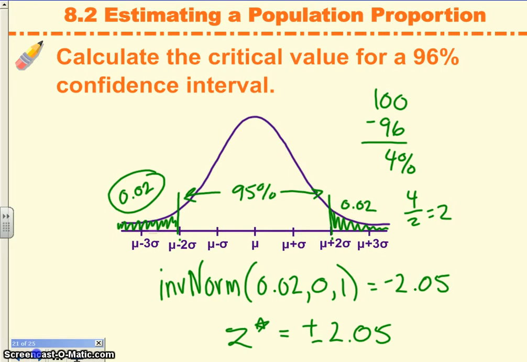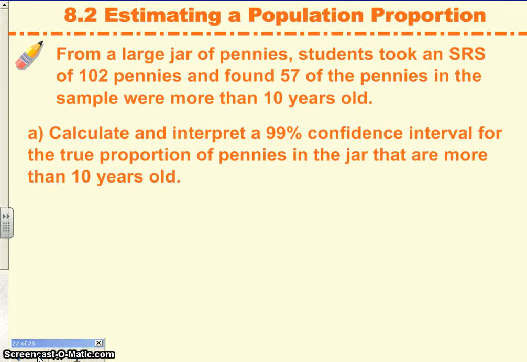Let's put critical values to work and calculate some confidence intervals. Here's our first example. From a large jar of pennies, students took a simple random sample of 102 pennies and found 57 of the pennies in the sample were more than 10 years old. Part A, calculate and interpret a 99% confidence interval for the true proportion of pennies in the jar that are more than 10 years old.